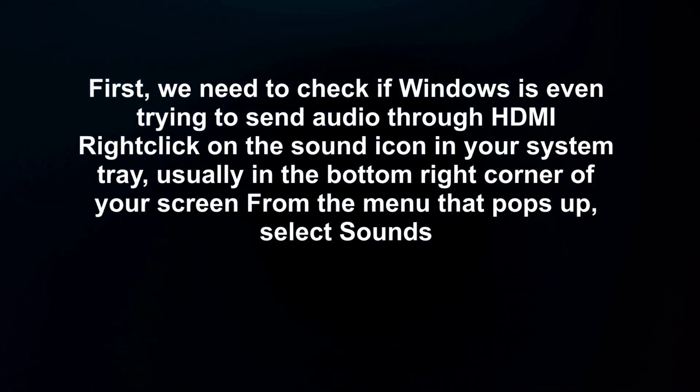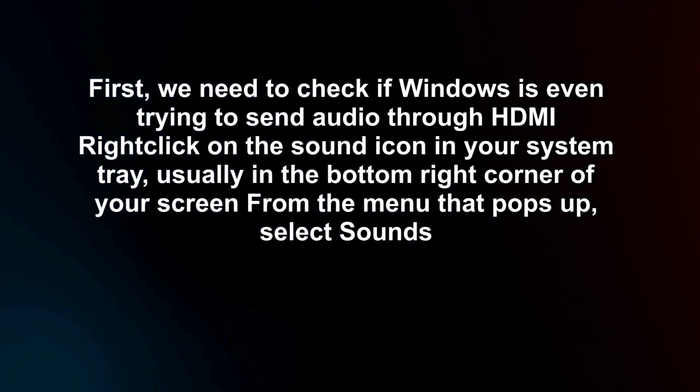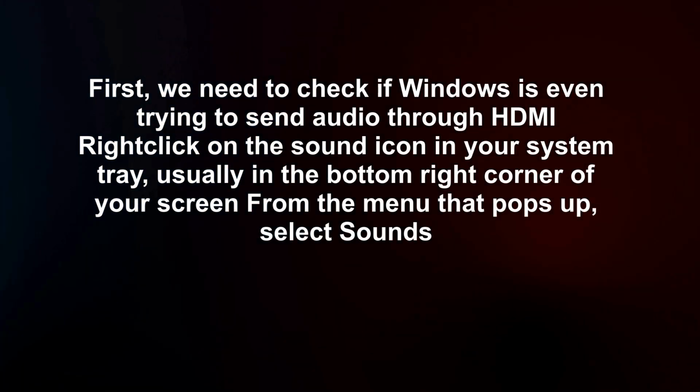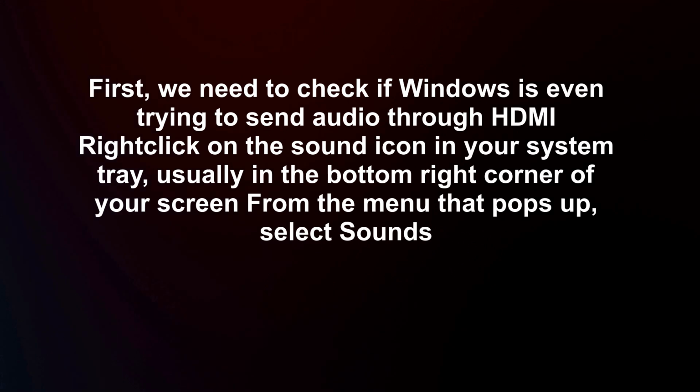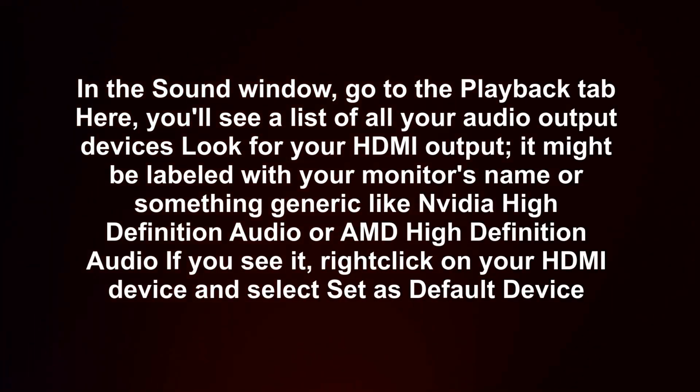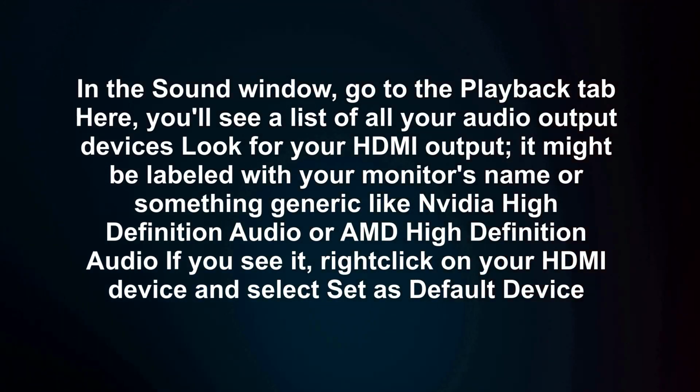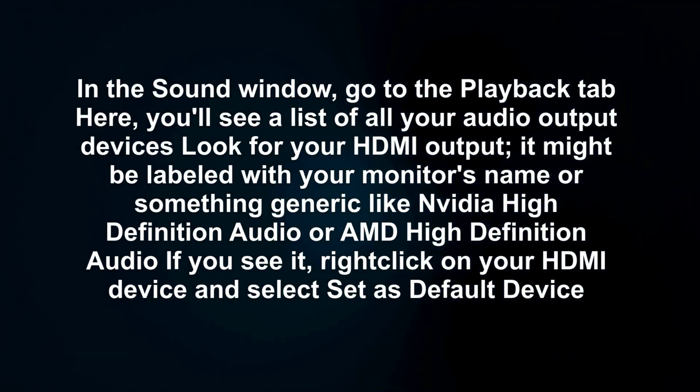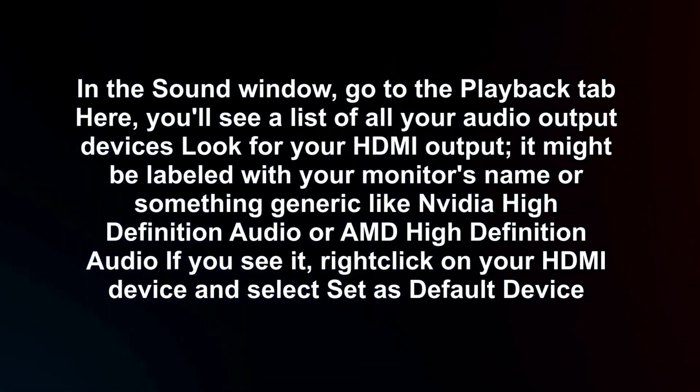Right-click on the sound icon in your system tray, usually in the bottom right corner of your screen. From the menu that pops up, select Sounds. In the Sound window, go to the Playback tab here. You'll see a list of all your audio output devices. Look for your HDMI output.